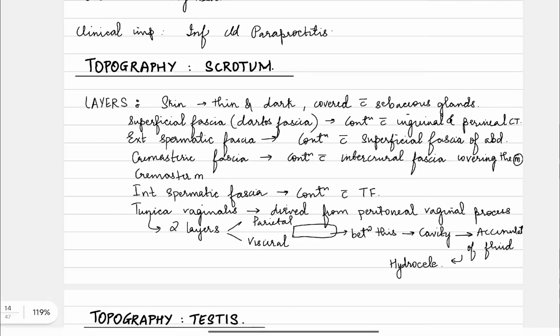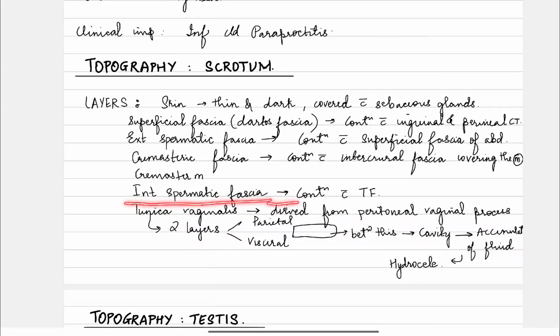Layers are thin skin, first one, which is thin and dark, covered with sebaceous glands. Superficial fascia, which is also called as Dartos fascia, we have seen in upper section. Continuation with inguinal and perineal connective tissue. Next is external spermatic fascia, continues with the superficial fascia of abdomen. Cremasteric fascia, continuation with intercrural fascia covering the muscle, and cremasteric muscle.